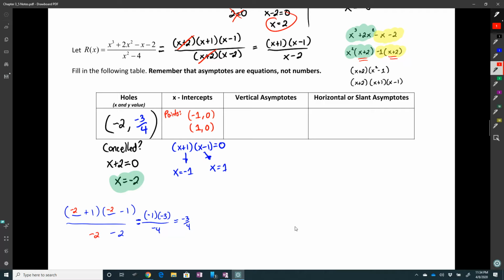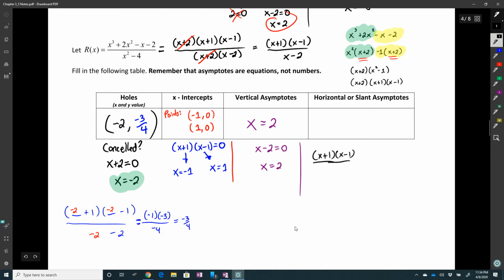Vertical asymptote is your denominator. My denominator is x minus 2 equals 0, so x equals 2. And now I find the horizontal or slant asymptote. Now in this case, I'm going to use the simplified version. Just rewriting it here to help me out. If I were to FOIL that, that's x squared plus 0x minus 1. So I just put that 0 in the middle.